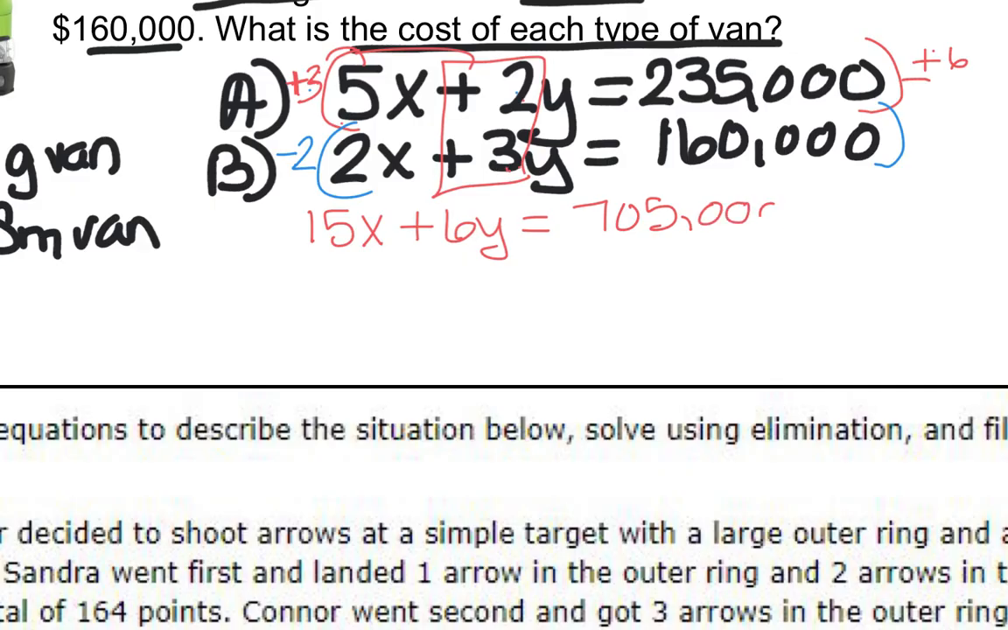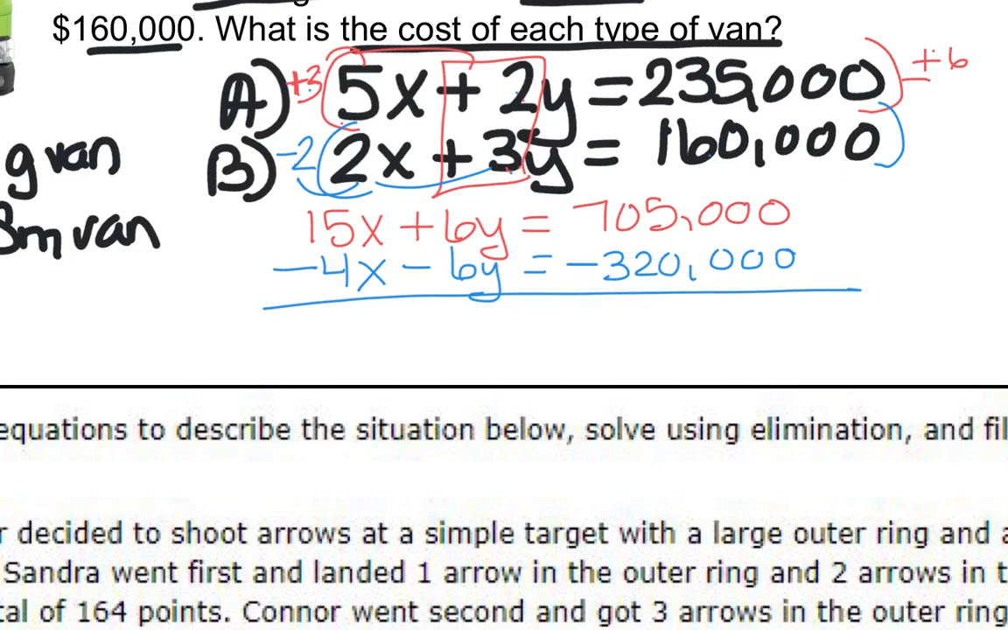705,000. Right, now we're going to multiply the -2 with everything. So -2 times 2 is -4x. -2 times 3 is -6y. And -2 times 160,000 is -320,000. Okay.